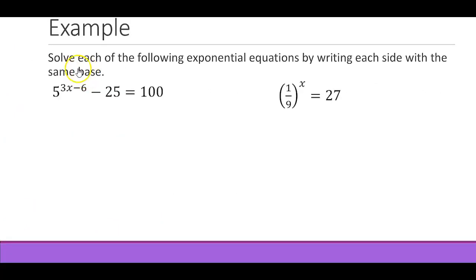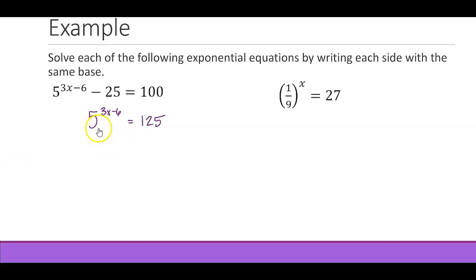In our first examples, we're going to solve each of the following exponential equations by writing each side with the same base. We'll start with 5 to the quantity 3x minus 6 minus 25 equals 100. So we have just one exponential term here, and I want to isolate that. I want to get it by itself. So I'm going to add the 25 to the other side. So I have 5 to the 3x minus 6 equals 125.